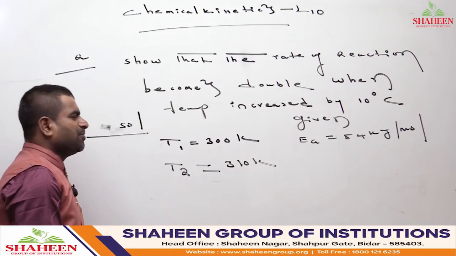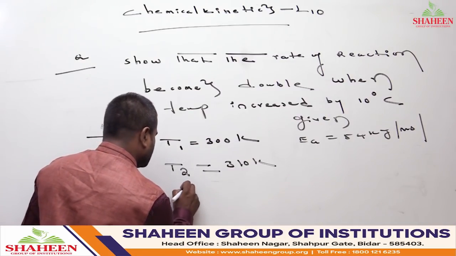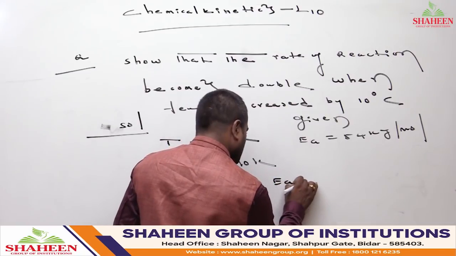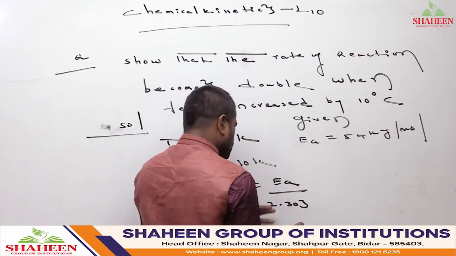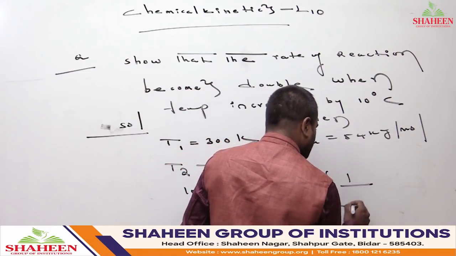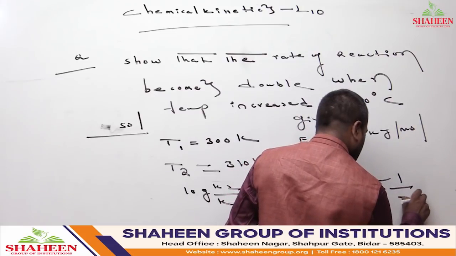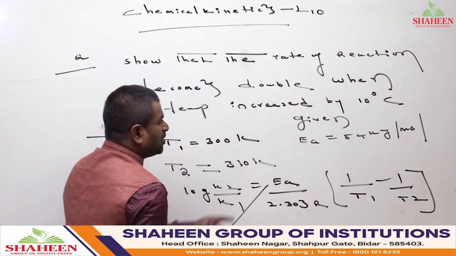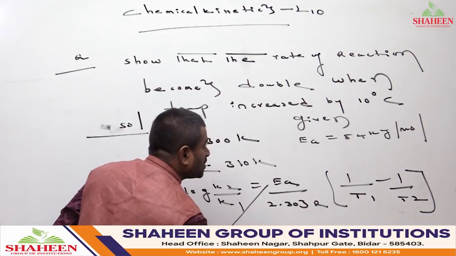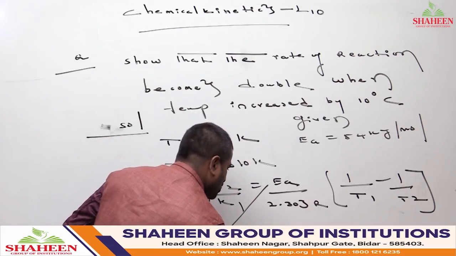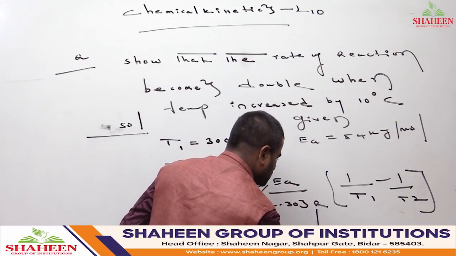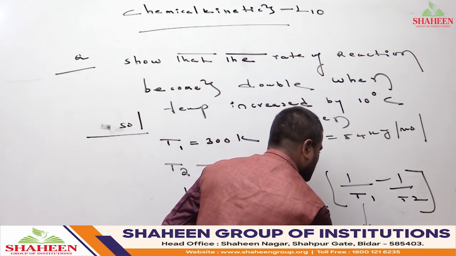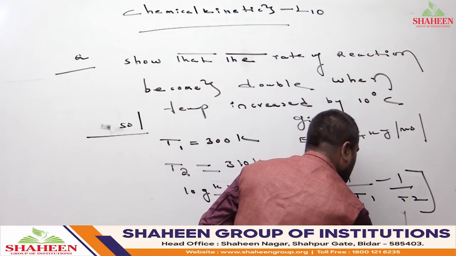According to the Arrhenius equation at two different temperatures, log K2 by K1 is equal to EA by 2.303 R into (1 by T1 minus 1 by T2). Now the EA value is given: activation energy EA is equal to 54 kilojoules, and kilo is 10 to the power of 3, so 54 times 10 to the power of 3 joules per mole. R in joules is 8.314 joules per mole per Kelvin. T1 is 300 Kelvin and T2 is 310 Kelvin.